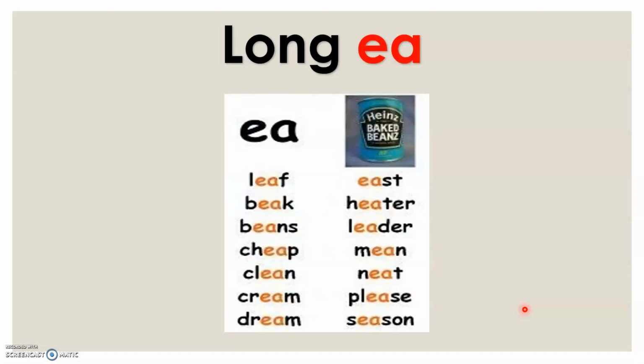So let's take a look at some of the words that have the long EA sound, right? The long E sound for this pair. For example, leaf, beak, beans, cheap. So this pair follows the rule that says when two vowels go walking, the first one does the talking, which means the first vowel will say its name. Leaf, beak, beans, cheap, clean, cream, dream, please, neat, mean, east.